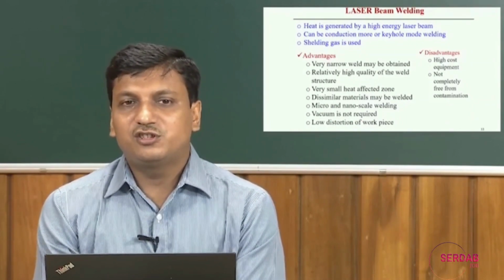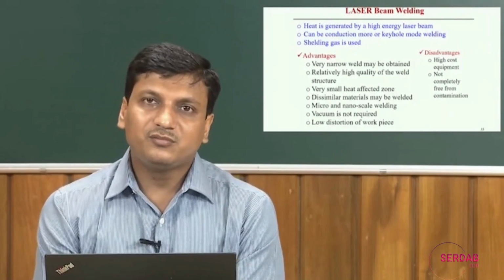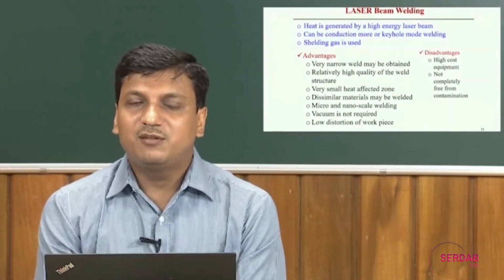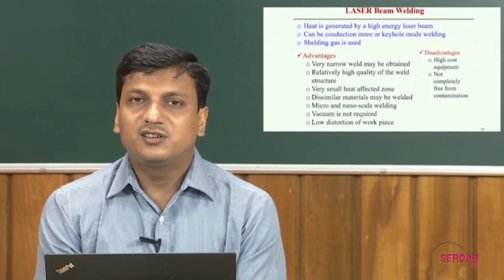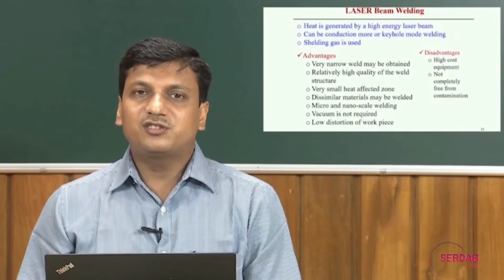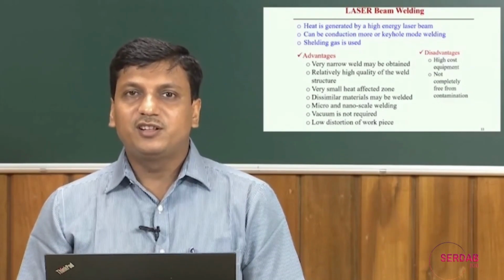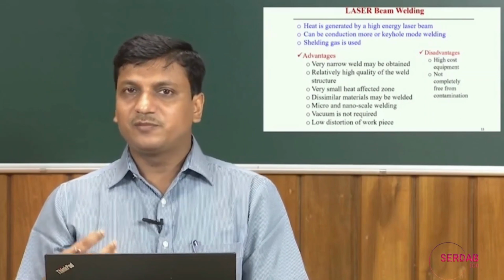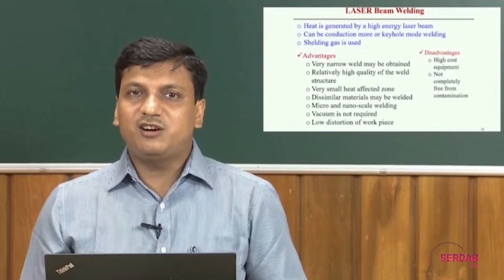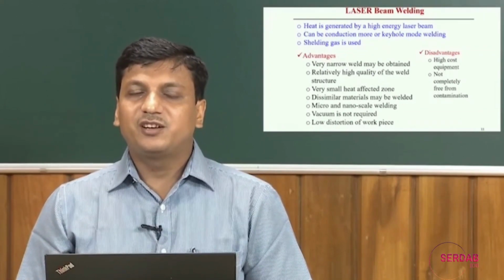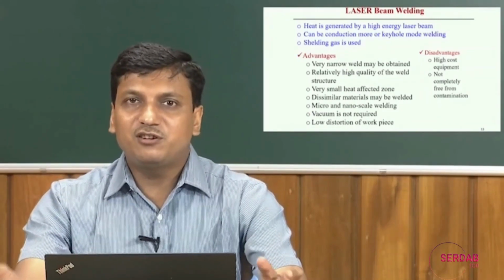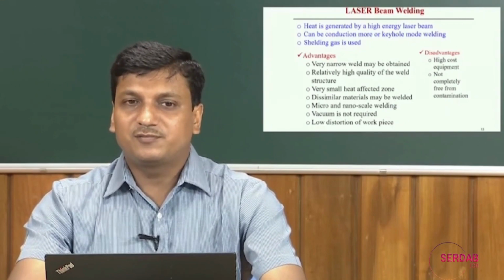In this case, there is a very small heat affected zone. Dissimilar combinations of materials can be welded using laser welding more easily as compared to arc welding processes. And of course, laser welding is one of the most suitable processes for the design and development of micro and nano welding processes, because the laser source can be controlled very precisely. Taking this advantage, several developments of micro and nanoscale welding processes have been done, where other arc welding processes may not be suitable for micro welding.